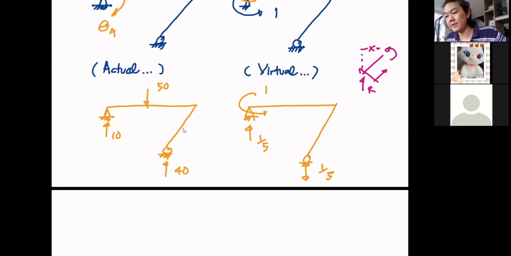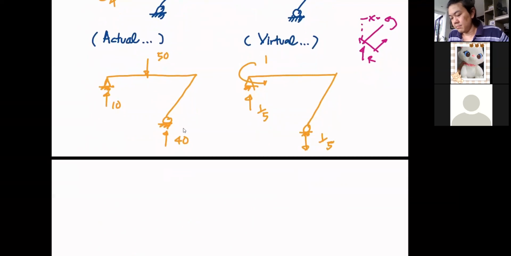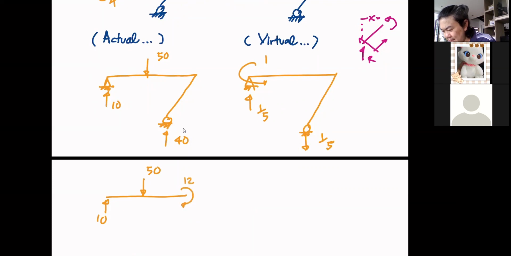So let us carry on, at least try to finish this compatibility diagram. Now we have 10 here. We have 50 here. So you would know that the moment at the end is 80 minus 200, so that's coming down to 120, right? Again, you don't really need this value, but it would help you if you could. And your bending moment diagram would look like this.